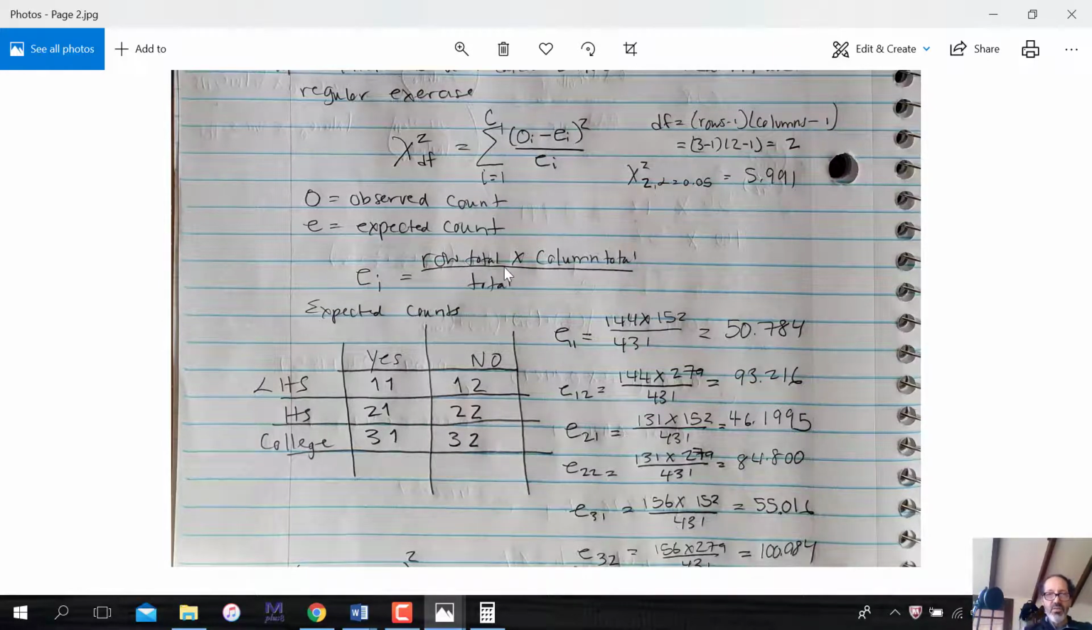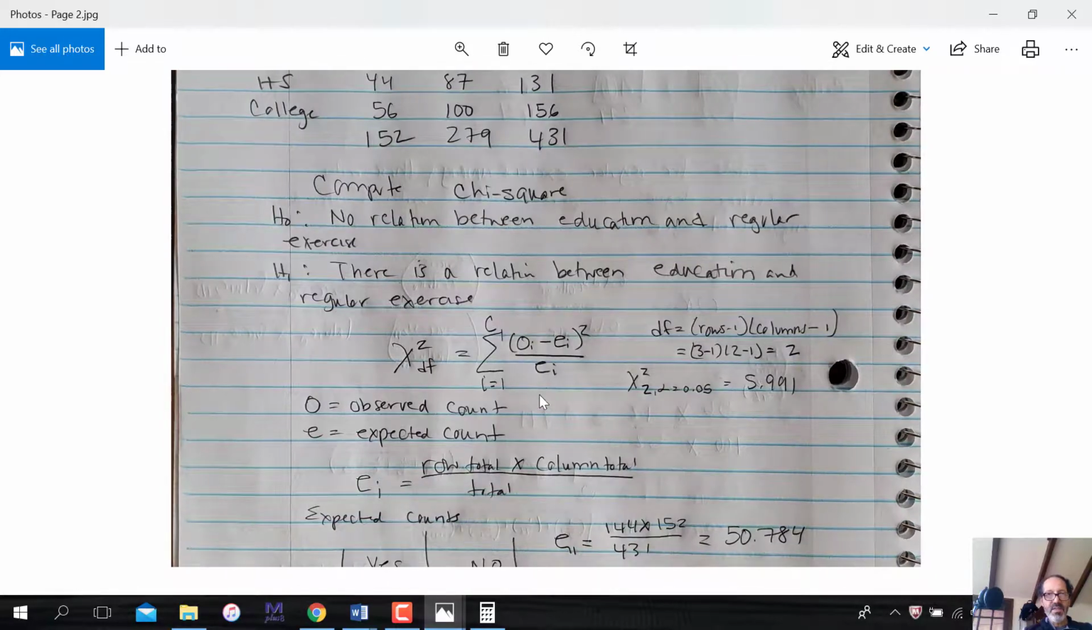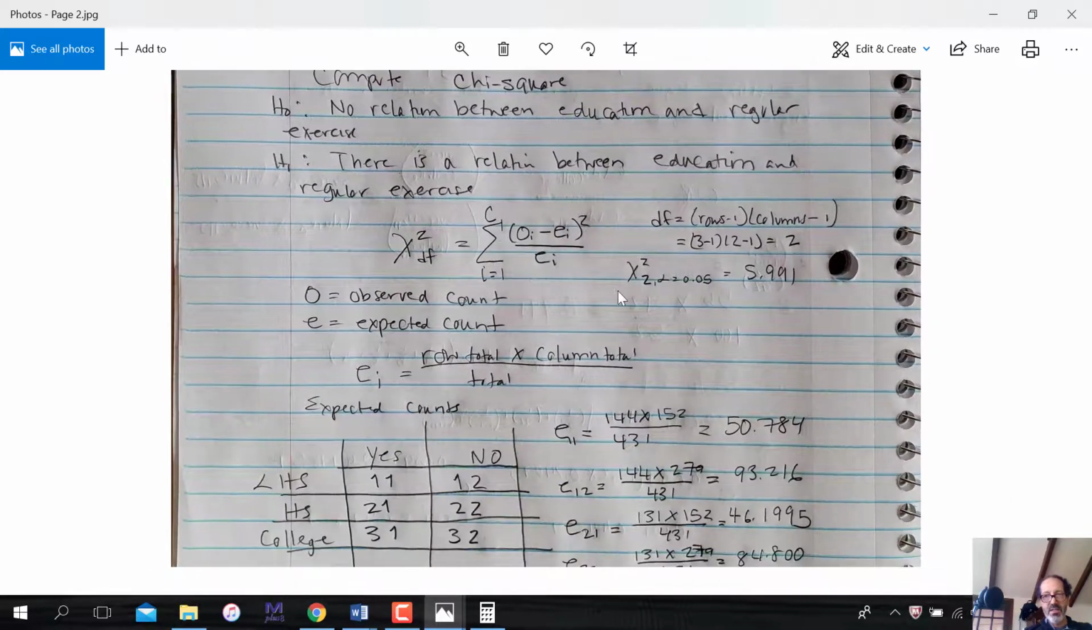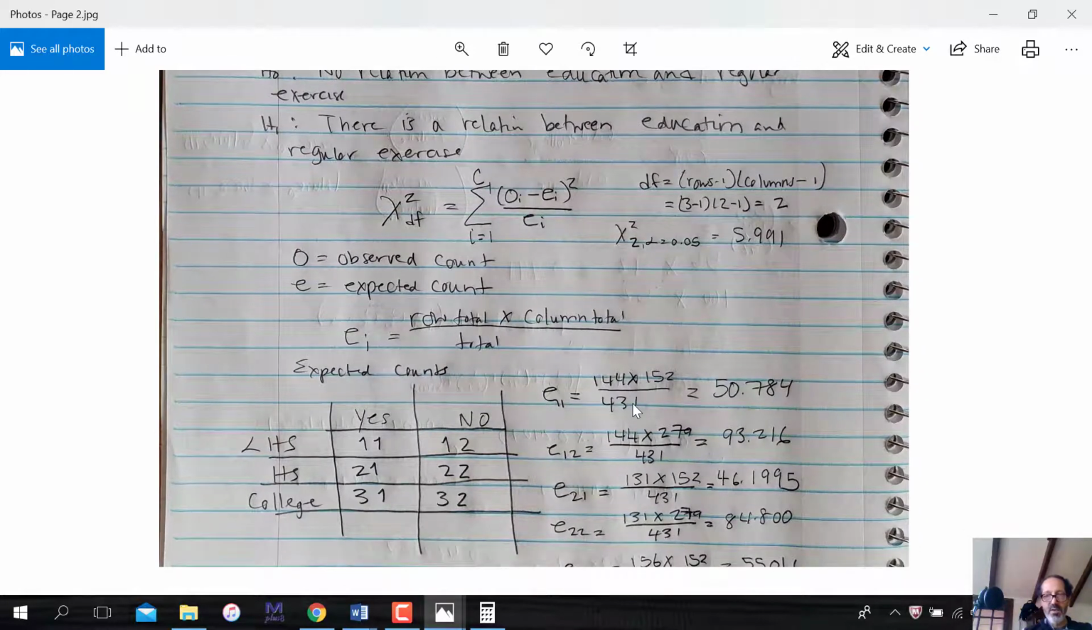The equation is row total times column total divided by the grand total. So for cell 1, 1, the row total would be over here and the column total would be over here. For cell 1, 1, the row total is 144 and the column total is 152. So to get the expected value would be 144 times 152 divided by the grand total, which is 431. So we've got 144 times 152 divided by 431. I'll do one more and then I'll just show you.